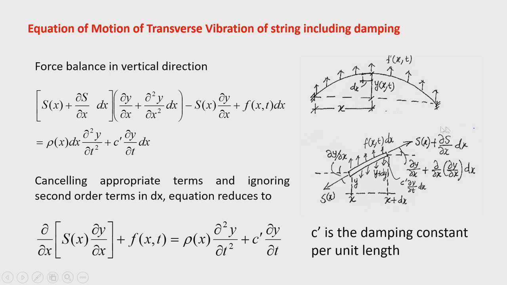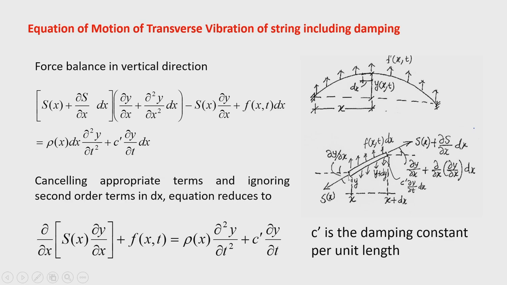The component of this force tension in the vertical direction is Sx plus ∂S/∂x into dx into sin theta, but since theta is small, we can take sin theta approximately equal to theta. So Sx plus ∂S/∂x into dx into (∂y/∂x plus ∂²y/∂x² into dx). So at this end, the component of the force is vertically upward. At the other end, it is minus Sx ∂y/∂x, plus the externally applied load.